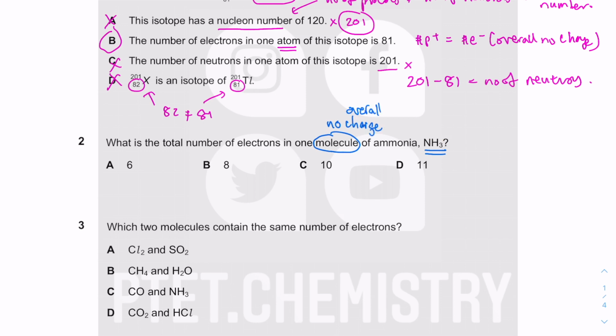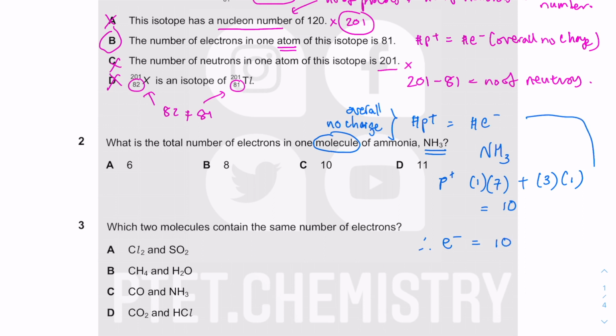And there is no overall charge because the number of protons equals the number of electrons. So it's kind of similar to an atom, but here you have a molecule. So the number of protons is going to be 1 nitrogen times 7 protons, 3 hydrogen times 1 proton. So 7 plus 3 is 10 protons. Therefore, the number of electrons equals 10 because of this. Right, so what's the total number of electrons in one molecule of it? It's going to be 10 and not anything else.